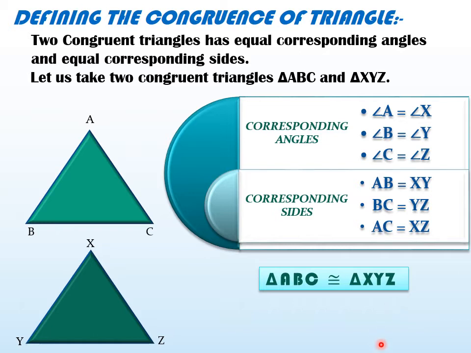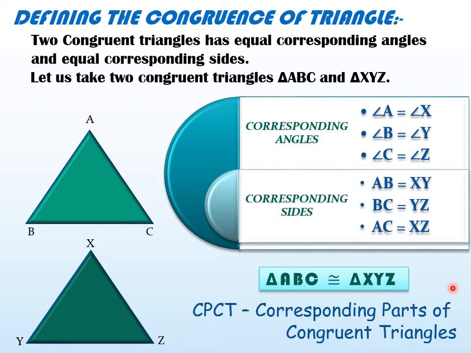If you write down the names of the triangles as triangle ABC is congruent to triangle YXZ, this will be completely wrong because angle A is not equal to angle Y. Ultimately, that part would be wrong. So it is very important that we focus on this part.